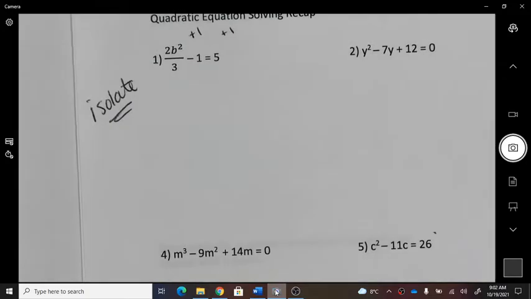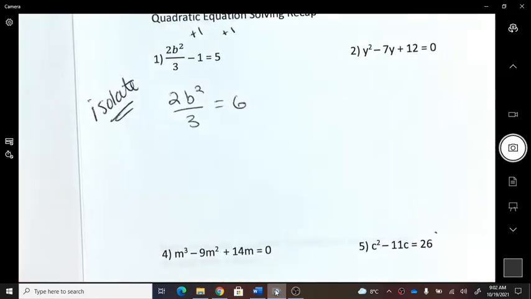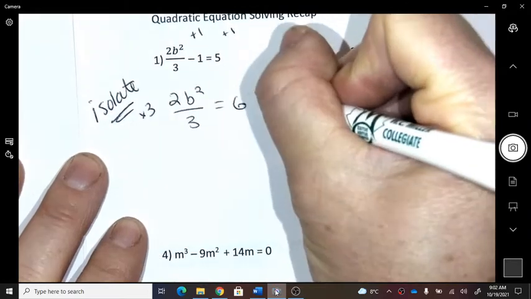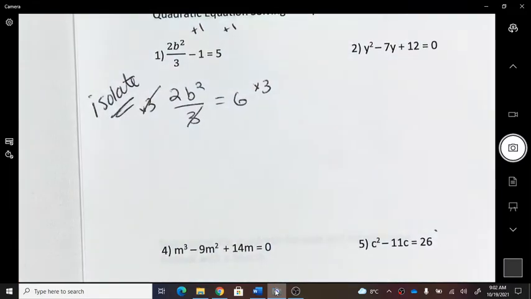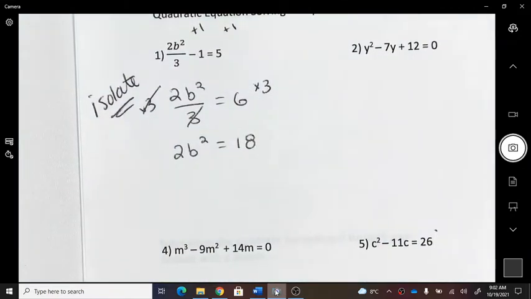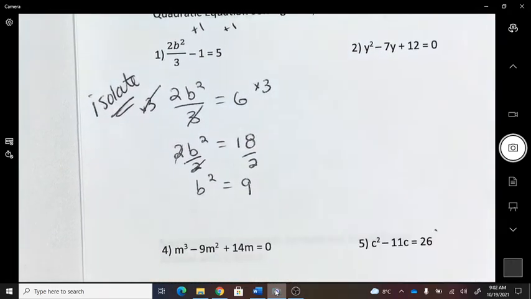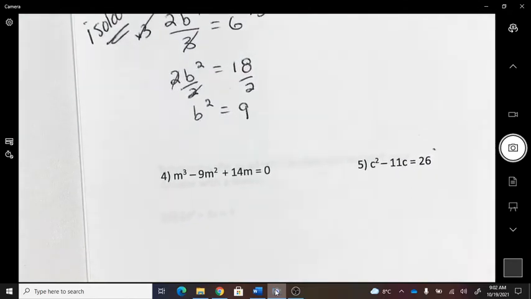Okay, so number 1, we have picked to isolate because of the one variable. So moving the 1, okay, what's the next algebraic maneuver here? The 3. So I'm going to times each side by 3. When I times by 3, it cancels a divide by 3. Okay, now I'm going to divide the 2 out. Almost have b alone, so I need to get rid of the square now. So I'm going to square root.